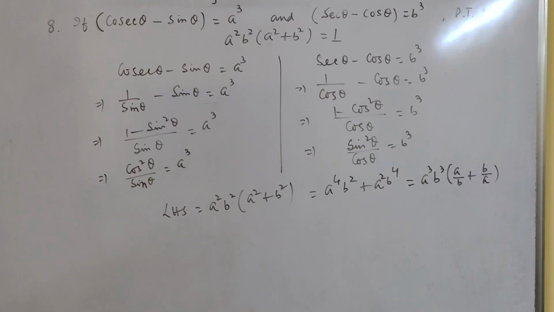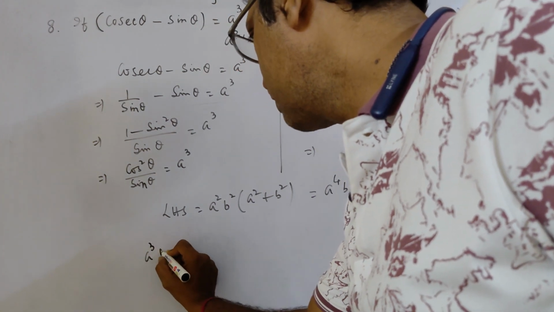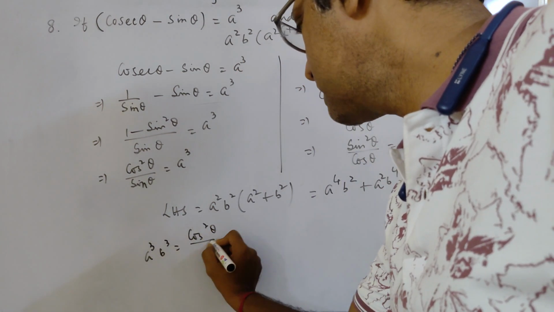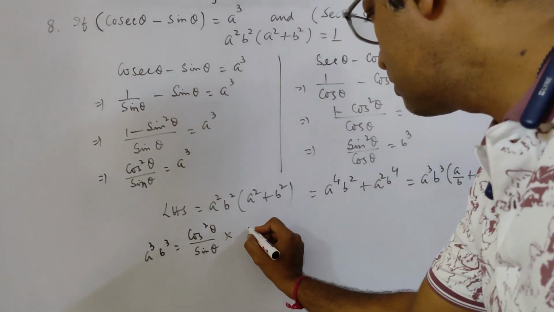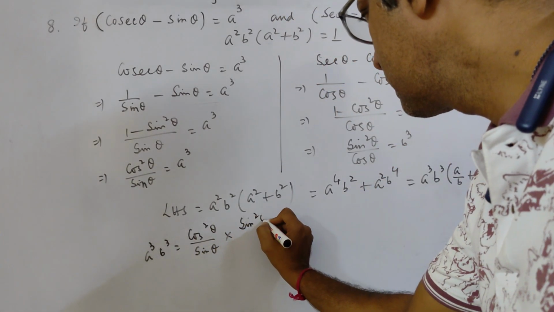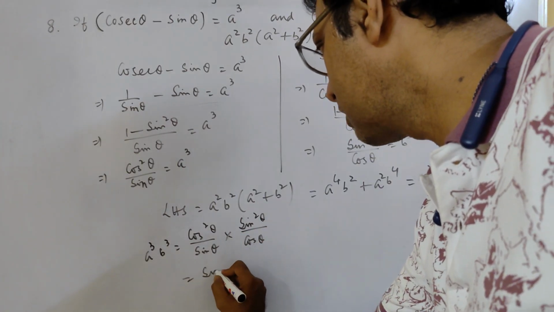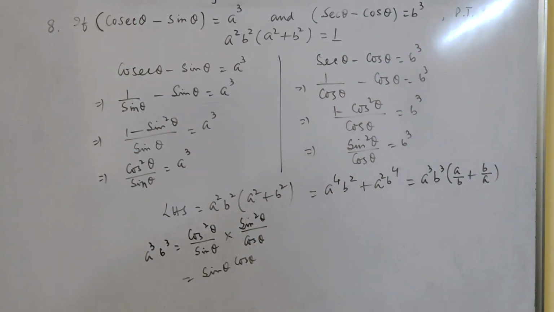Now what is a cube b cube? Separately we find out what is a cube b cube. A cube b cube is equal to cos square theta by sin theta into b cube is equal to sin square theta by cos theta. So it is simple sin theta cos theta.